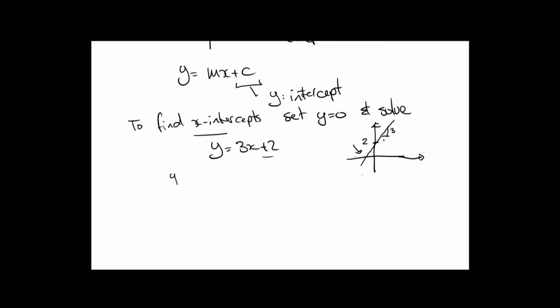So y equals 0. Therefore 0 equals 3x plus 2, and it's now no longer a graphing problem, it's an algebra problem. I'm going to take this 2 across, subtracting it from both sides. So negative 2 equals 3x. So x is going to be equal to negative 3 over 2. So this one here is negative 3 over 2.